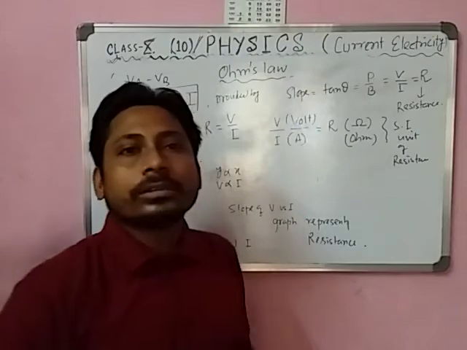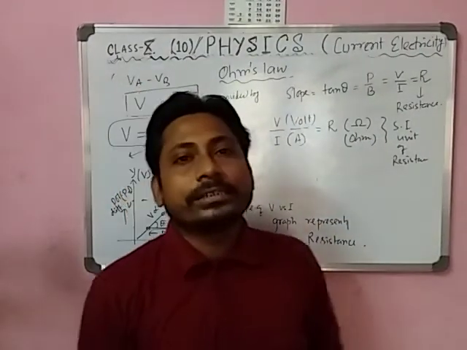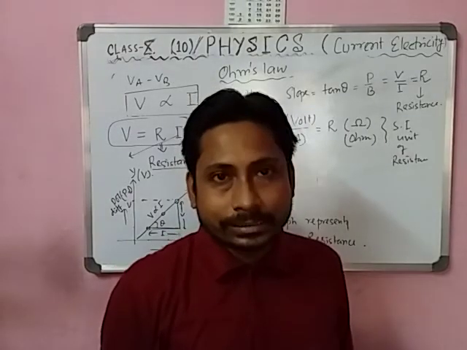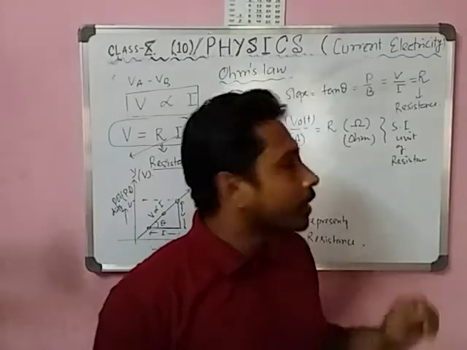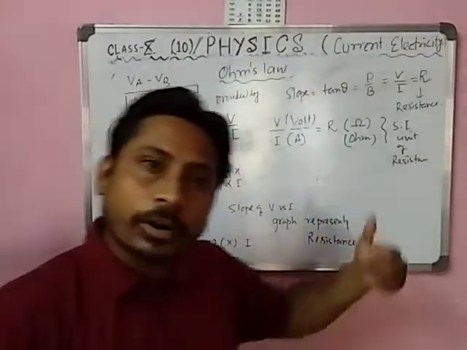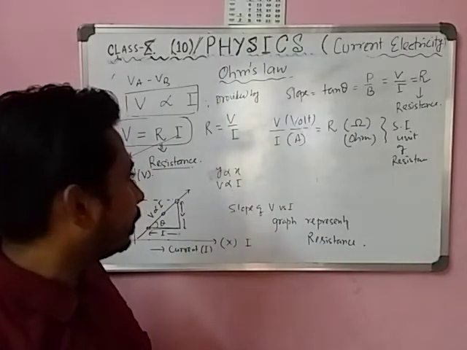There is no such CGS unit. If you want to write a CGS unit, then you can write statohm for resistance. So we don't use this; we always use the SI unit for this purpose, and the SI unit is ohm. Up to this, no problem, students.